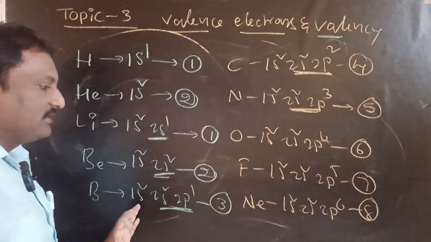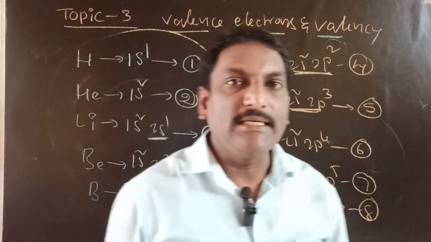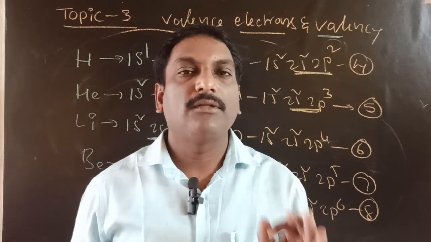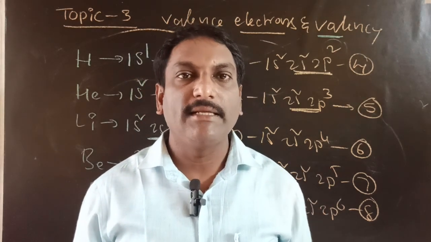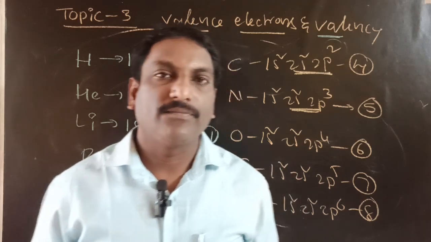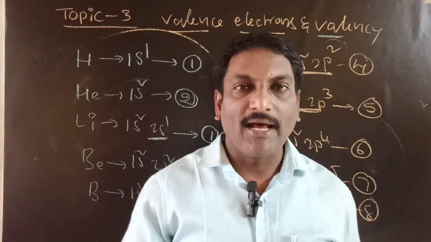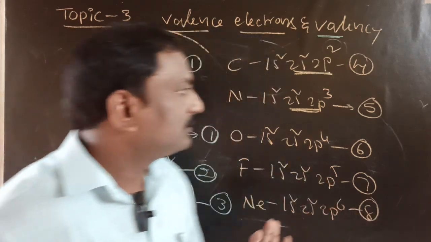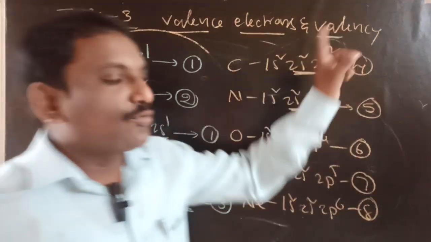Okay. So this is what is meant by valency electrons. Valency electrons means the number of electrons present in the outermost shell of an atom. The outermost shell is called the valency shell. Is it clear? Right. Good. So now let us move on to valency.